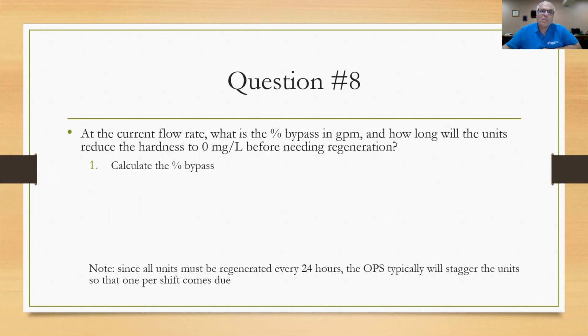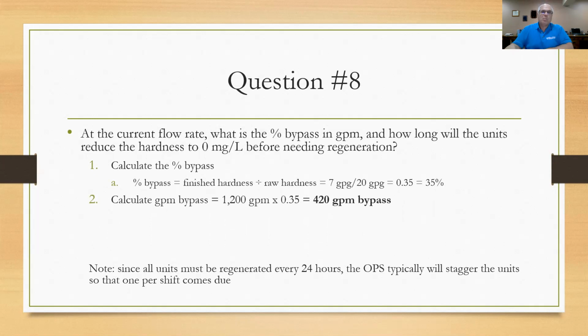First, they would calculate the percent bypass. And we mentioned before that the percent bypass would be the finished hardness divided by the raw hardness, or 7 grains per gallon divided by 12 grains per gallon. You come up with a 0.35, which is 35%. So that means that 35% of the water is being bypassed.